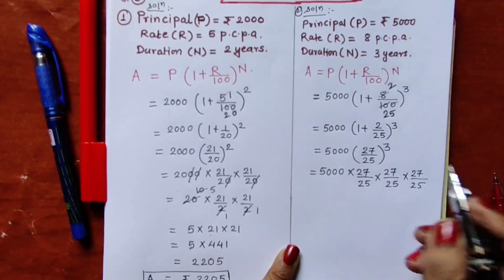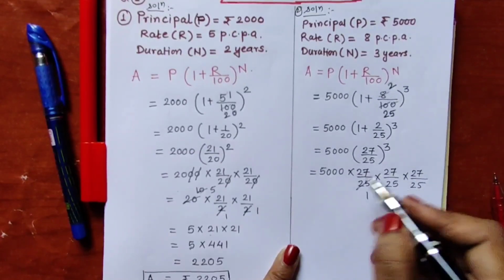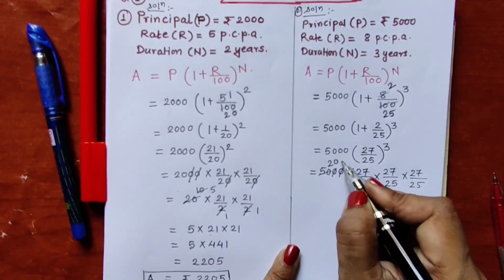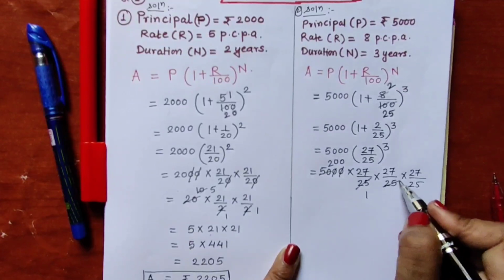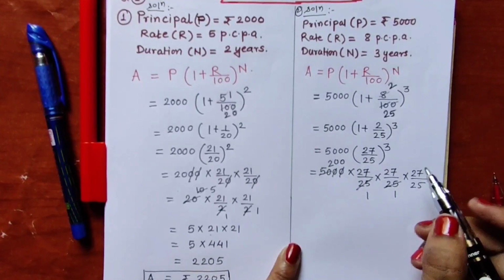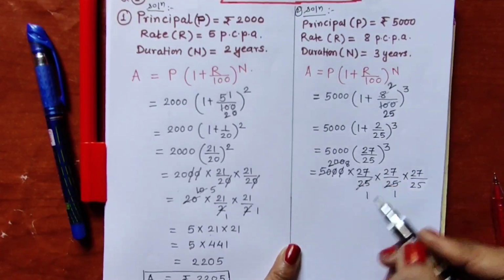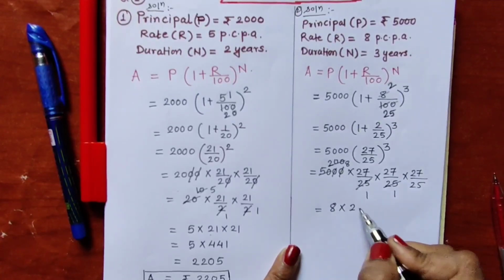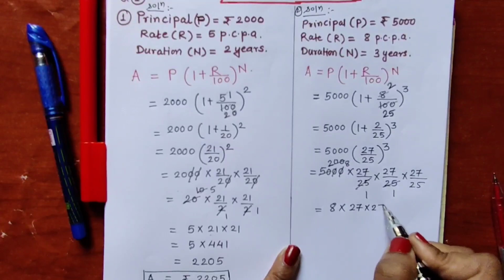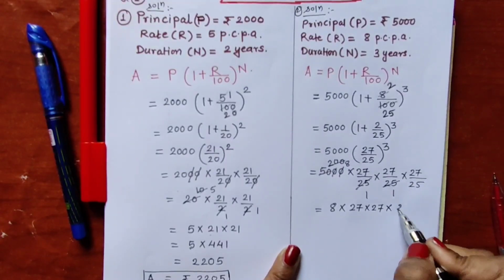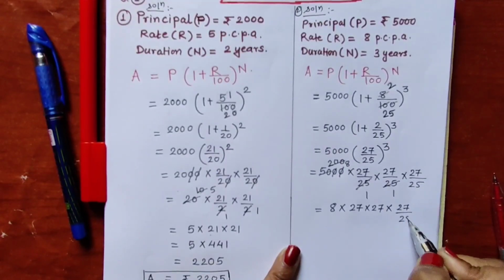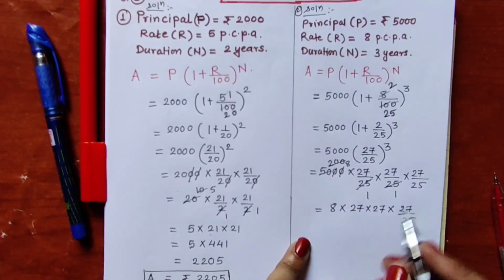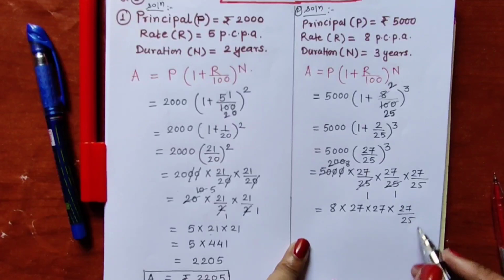Okay, now we will do the cancellation. 25 ones are 25, 25 2s are 50, zeros are 0, zeros are 0. Again 25 ones are 25 and 25 8s are 200. So we are getting 8 here. 8 multiplied by 27 multiplied by 27 multiplied by 27 upon 25. This 25 is remaining. Now what will we do? We will multiply all these numbers first, and then we will divide it by 25.